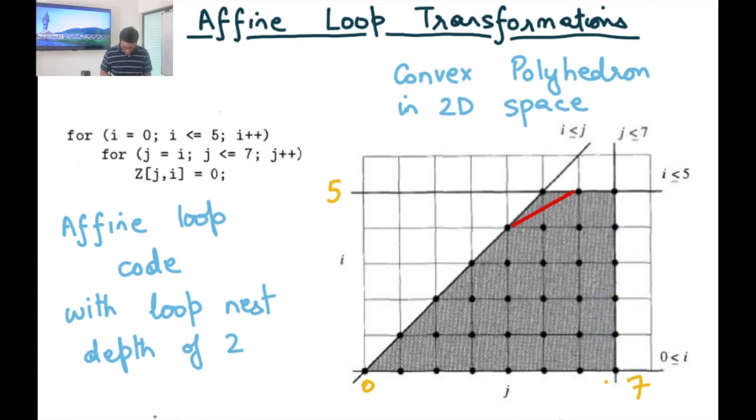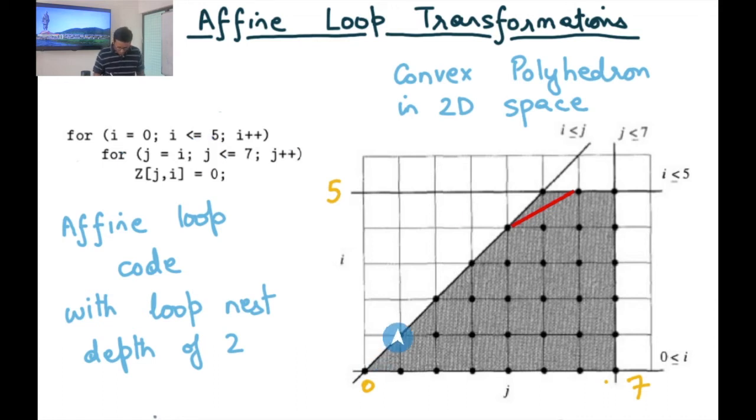So for example, i iterates from 0 to 5, so this is 0, 1, 2, 3, 4, 5, and then for every value of i, j iterates from i to 7. So for i equals 0, j iterates from 0 to 7. So these are all the points 0, 1, 2, 3, 4, 5, 6 all the way to 7 for i equals 0. Similarly, for i equals 1, it goes from 1 to 7, then 2 to 7, 3 to 7, and so on. And by the way, it stops at i equals 5 because that's the upper bound of i.